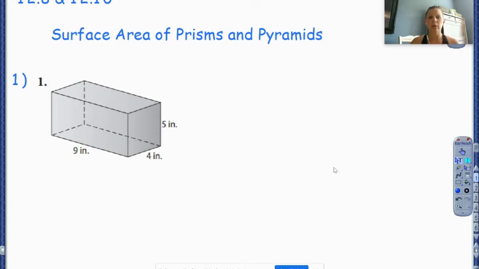Hi, today we're going to work on surface area of prisms and pyramids. The surface area is of a three-dimensional shape. It's just the area of each side of the three-dimensional shape added together. So the first shape we have is a rectangular prism.